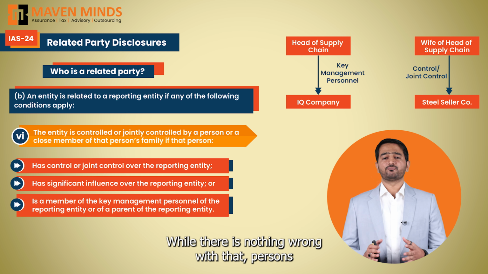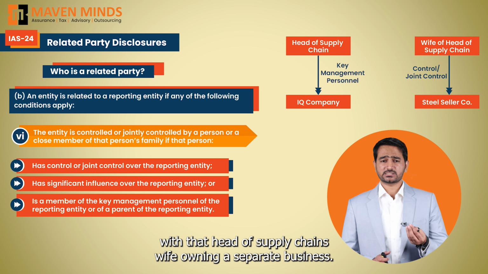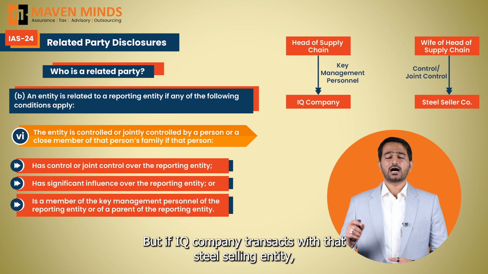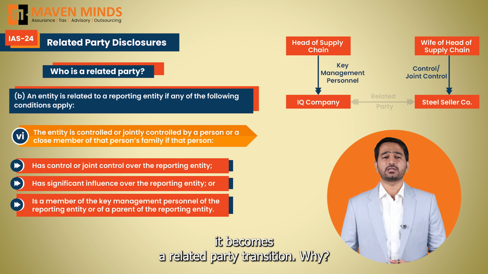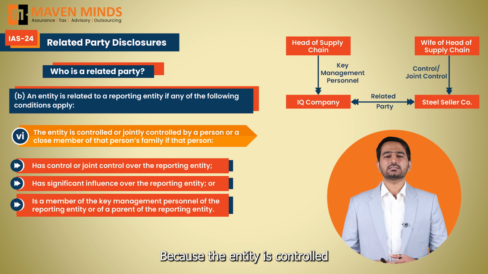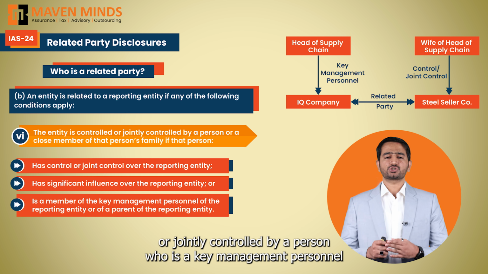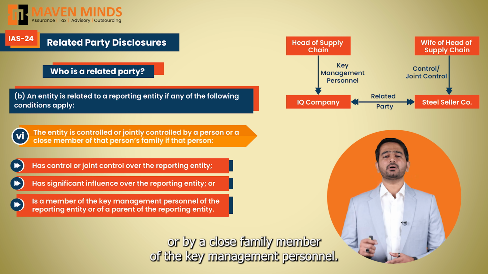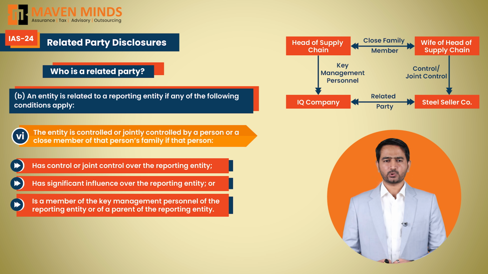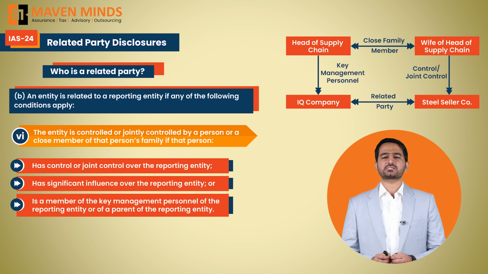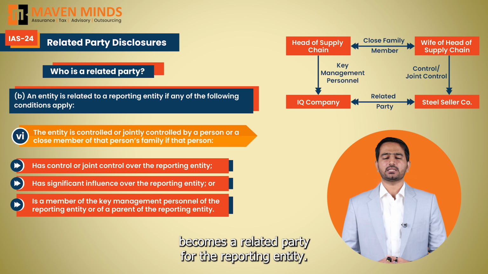While there is nothing wrong with the head of supply chain's wife owning a separate business, if IQ company transacts with that steel selling entity, it becomes a related party transaction. Why? Because the entity is controlled or jointly controlled by a person who is a key management personnel or by a close family member of the key management personnel. So any entity that is controlled, jointly controlled, or significantly influenced by a person previously identified as a related party becomes a related party for the reporting entity.